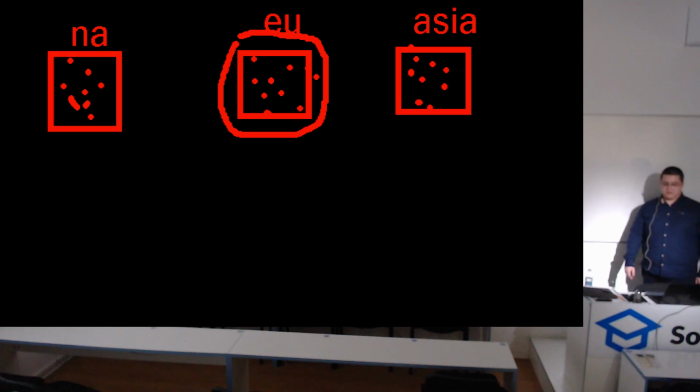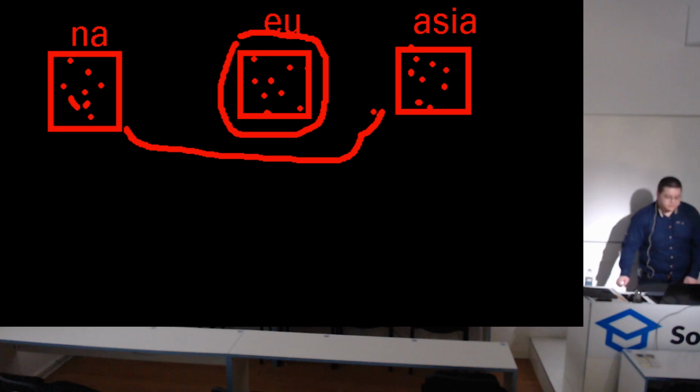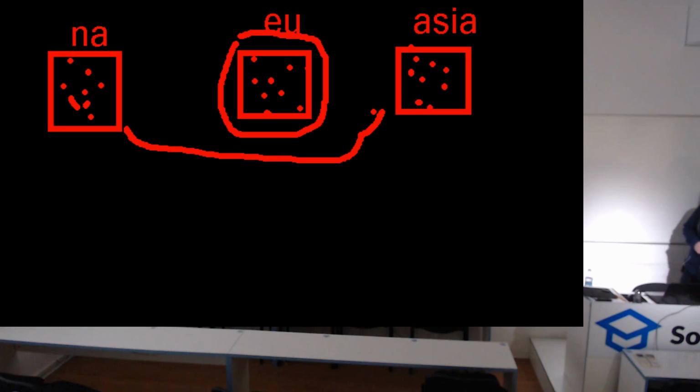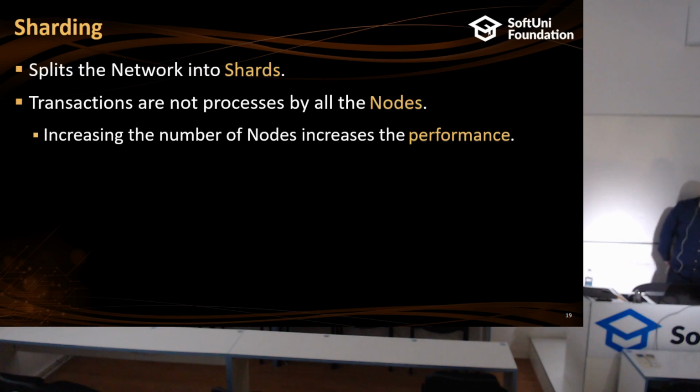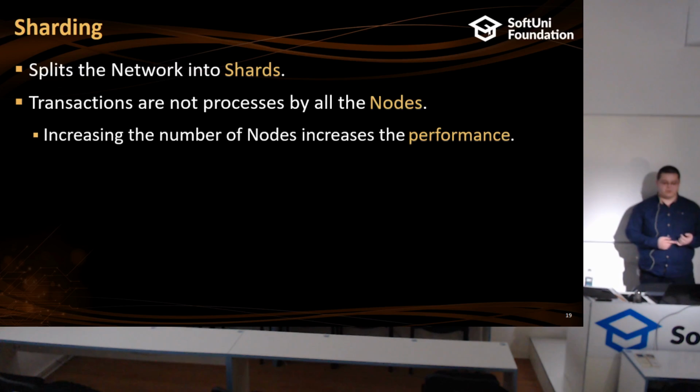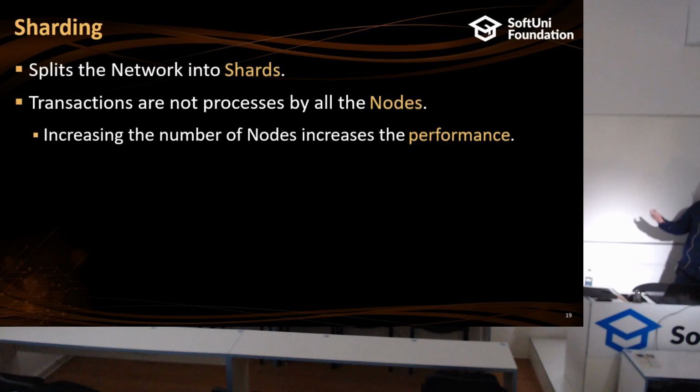And the difficulty here is what happens when a transaction is made between, let's say, NA and Asia. There needs to be a protocol that pretty much talks between networks, and this is pretty much the hard part about doing sharding. And I don't want to go into too much technical details, so that's pretty much how much I'm going to explain sharding. So transactions are not processed by every single node, and the idea is that currently when you add a new node to the network, it actually decreases the performance, and that's because there is one more node that needs to come to an agreement, one more node that needs to hear for every single block.